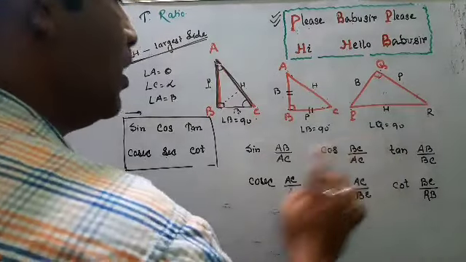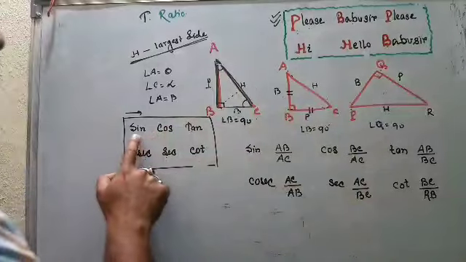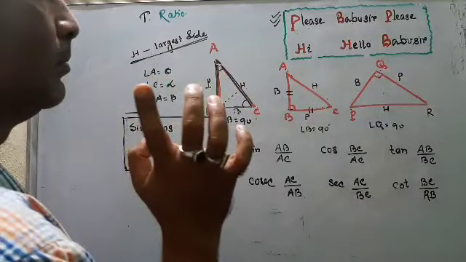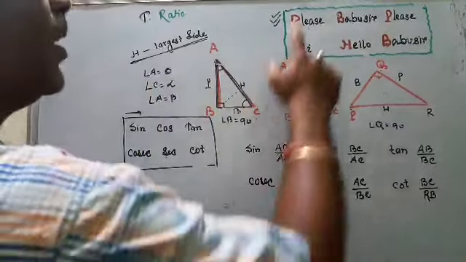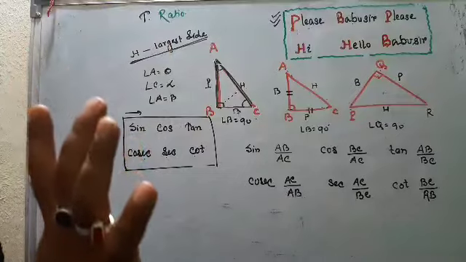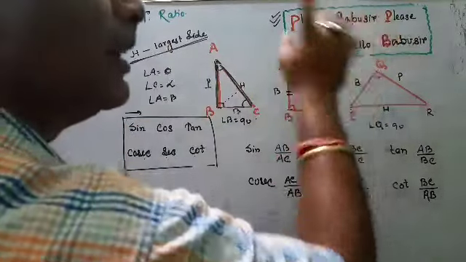Sin, cos, tan, cosec, sec, cot. Always write this, remember: sin, cos, tan, cosec, sec, cot. And then you say, please, hi, hello, Babu sir. Okay, you have to learn this one. Then it is very easy. I am telling you.